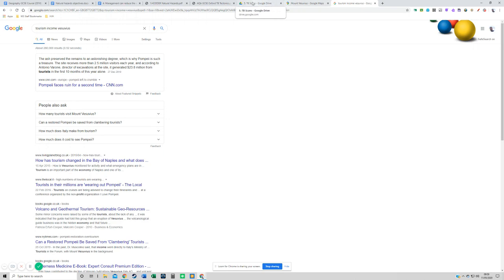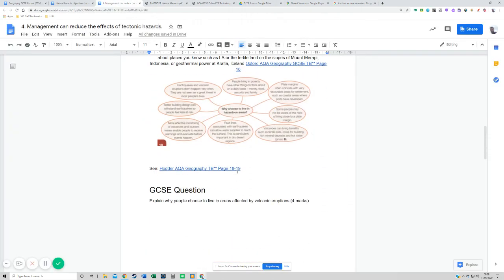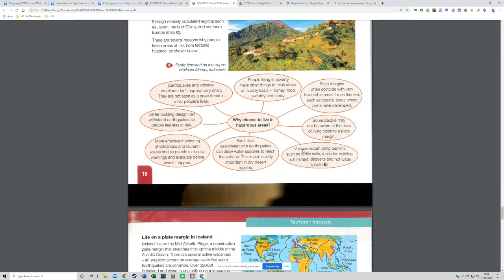So if we go back to our original notes we're making, if I was making notes on this, I would have, okay, point I'm going to make. So always start with a point. Areas where you've got natural hazards can bring benefits, such as volcanoes bring things like fertile soils, rocks for building, rich deposits, and then tourism.